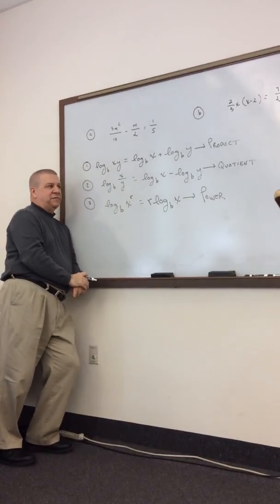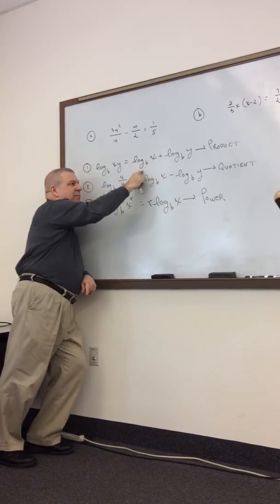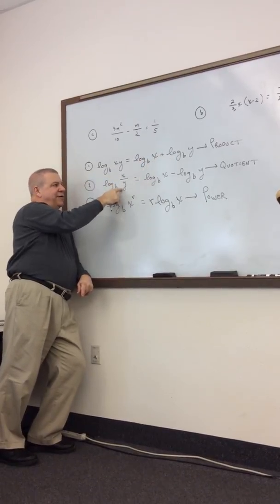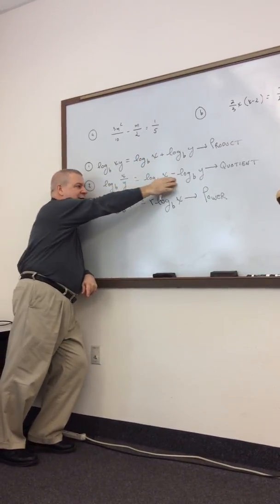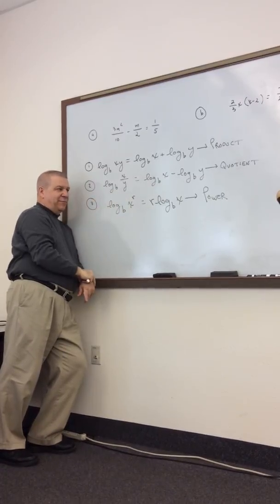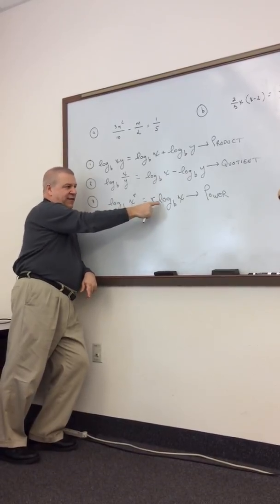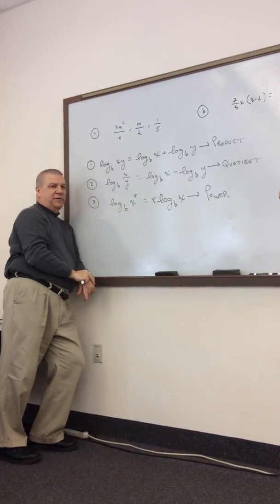Let me just summarize. Log of a product, sum of the logs. Log of a quotient, the log of the numerator, subtract the log of the denominator. Log of something to a power. Now you see where that power ends up going? In front of this, and then it's just the log of that base.